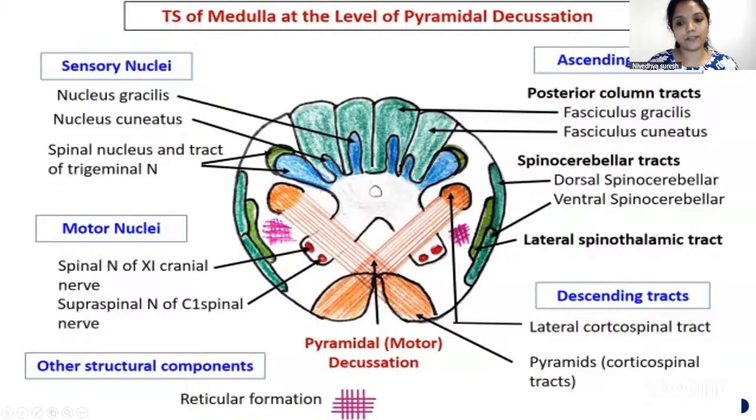Then in the pyramid, we can see the corticospinal tract. From the pyramid, the fibers cross over and move laterally, and there they form the corticospinal tracts. So these structures are seen at the pyramidal level.